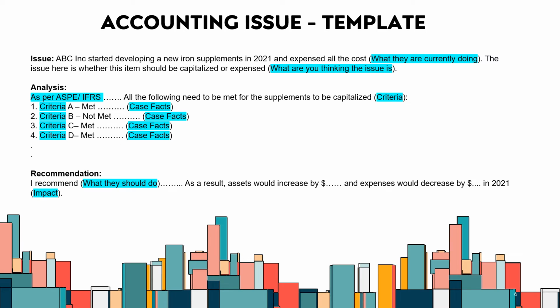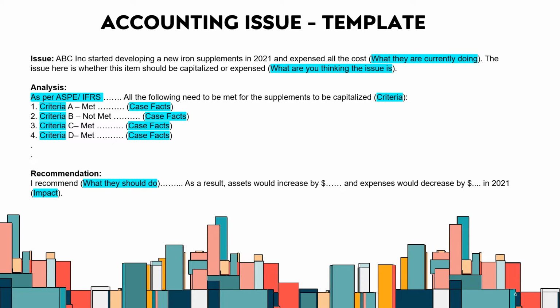So now let's talk about the structure of your responses in case writing. And here's a template that I personally use for all my accounting issues. I first go through the issue, then the analysis, then the recommendation. So in this example here, we're saying that ABC Inc. started developing some new iron supplement pills in 2021 and is expensing all the costs. So it's just a simple sentence saying what are they currently doing.